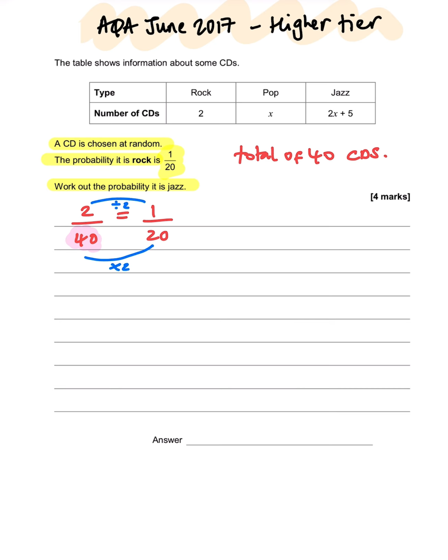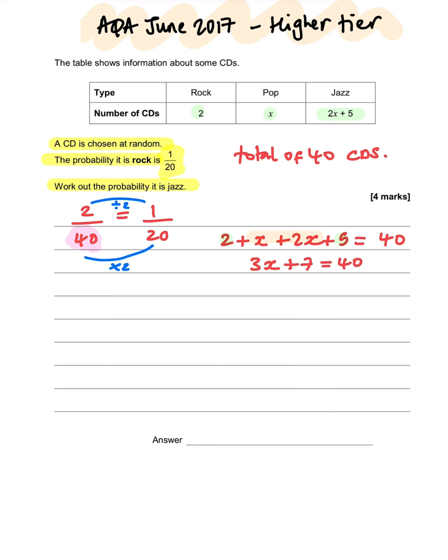Now that we know there's a total of 40 CDs, we're going to form an expression for the total number of CDs using the probabilities given in this table. So 2, x and 2x plus 5. So 2 plus x plus 2x plus 5 is equal to those 40 CDs in total. So let's simplify this a little bit. We can collect like terms. So x plus 2x is 3x. And then we can work with 2 plus 5, which is 7. So 3x plus 7 is equal to 40.